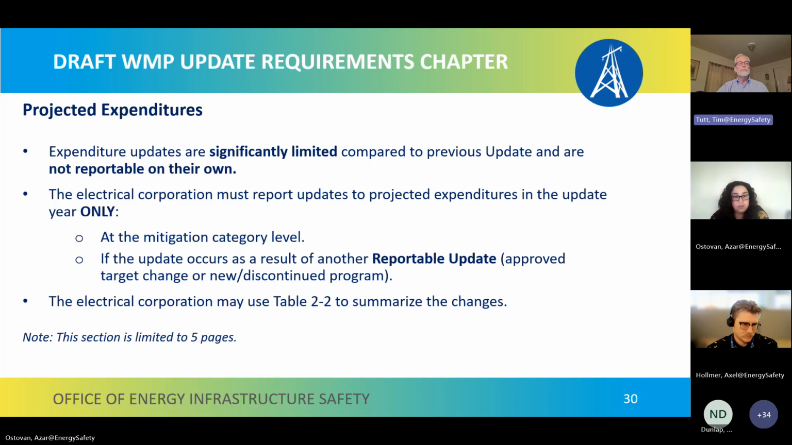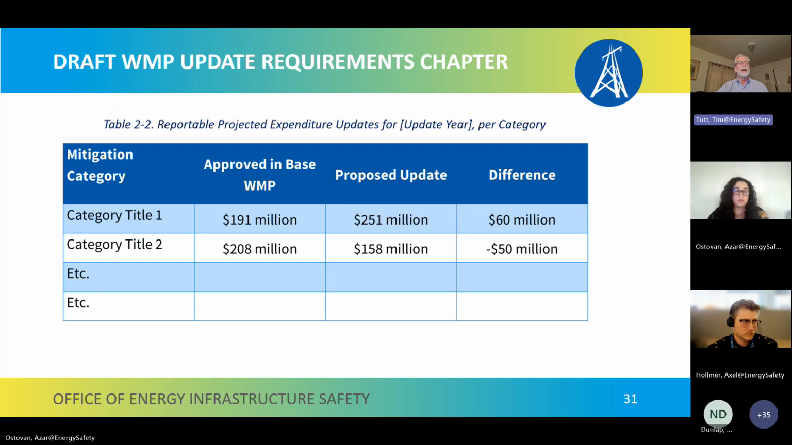Those obviously might change expected or projected expenditures. And when that happens, we want that to be reported in the WMP update only at the mitigation category level, such as vegetation management, and not at the program or initiative level. We don't want to be going down to that level of detail in the WMP update documents. And so the electrical corporation then may use table 2-2 to summarize the changes. This section is limited to 5 pages, and the next slide shows you an example of table 2-2.